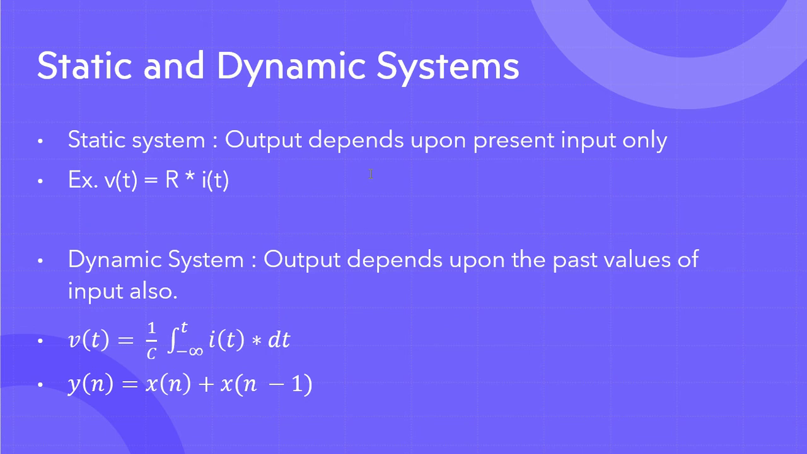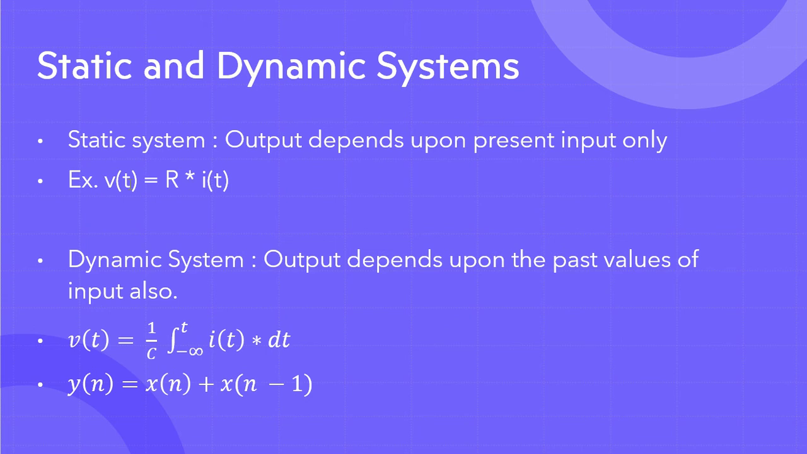The voltage drop will change as the current changes. But it will not be like I changed my current an hour ago, so my voltage is changing now. No, it will not be like that. It depends on the present input of the current only. If you change this i(t) to i(t minus 5), then on the output side v(t) will also change to v(t minus 5). Which means your output is depending on your present input only.